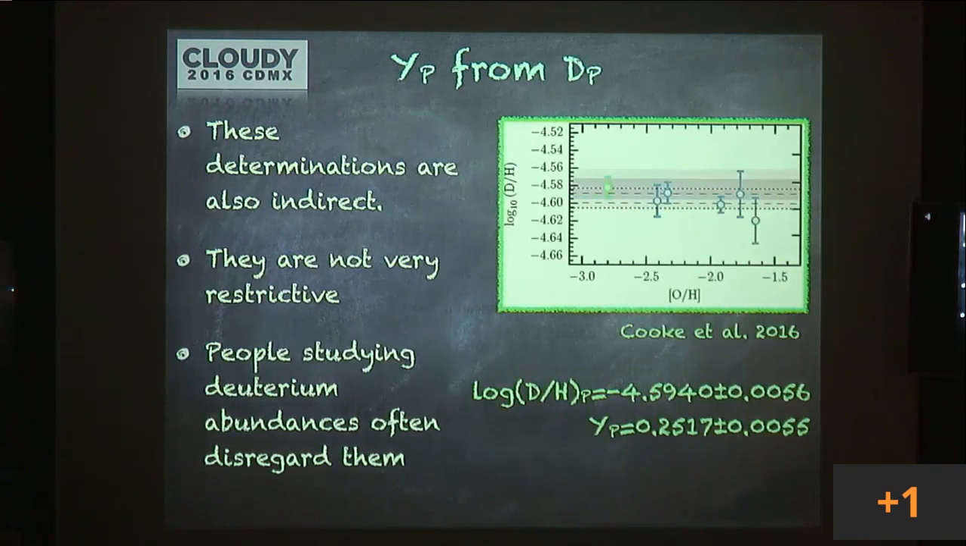You can also do it, as I said, from deuterium or lithium. Lithium is not as good as deuterium. But these determinations, as with the satellites, are indirect, and they are not very restrictive. If I take the values from Cook et al. in a recent paper, the YP determination will have an error of 55/10,000ths in the end. It's a little bit high, the value that they find. So for these reasons, many people that do deuterium don't make the extra effort to calculate helium because it's just more effort and not very useful.